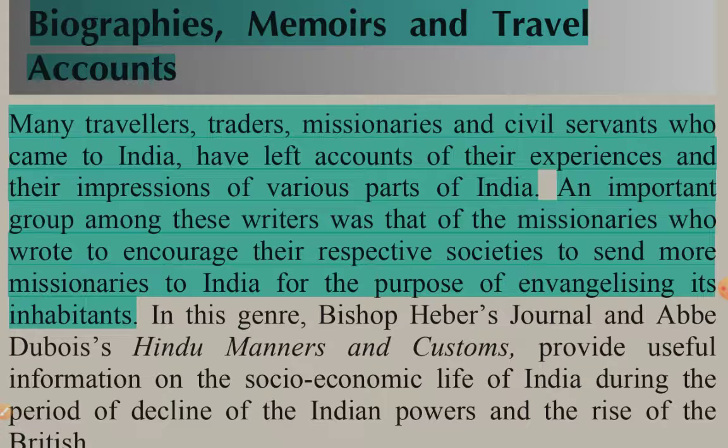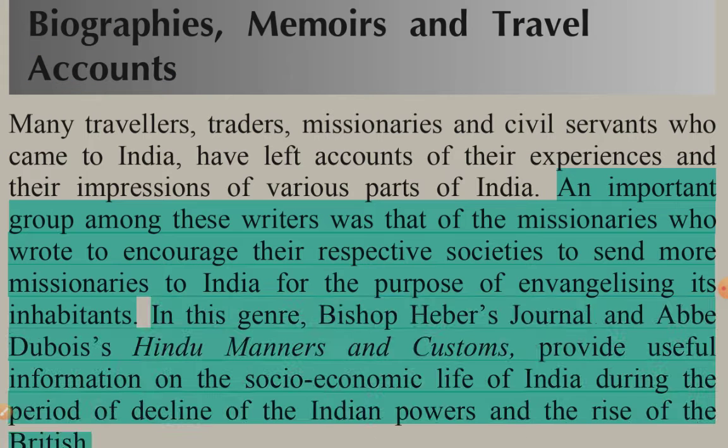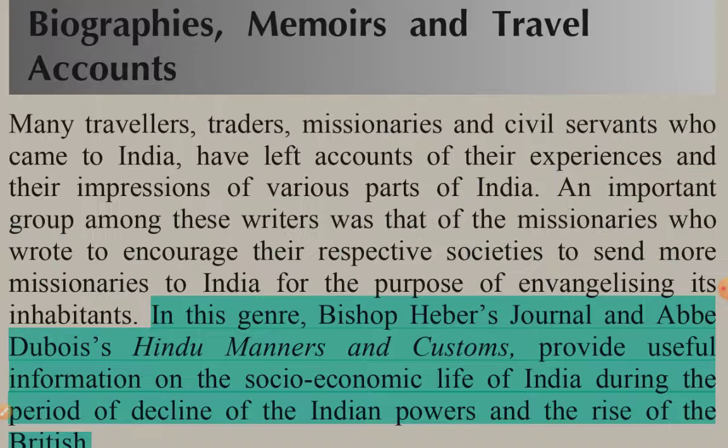Biographies, memoirs and travel accounts. Many travelers, traders, missionaries and civil servants who came to India have left accounts of their experiences and their impressions of various parts of India. An important group among these writers was that of the missionaries who wrote to encourage their respective societies to send more missionaries to India for the purpose of evangelizing its inhabitants. In this genre, Bishop Heber's journal and Abbe Dubois's Hindu Manners and Customs provide useful information on the socio-economic life of India during the period of decline of the Indian powers and the rise of the British.